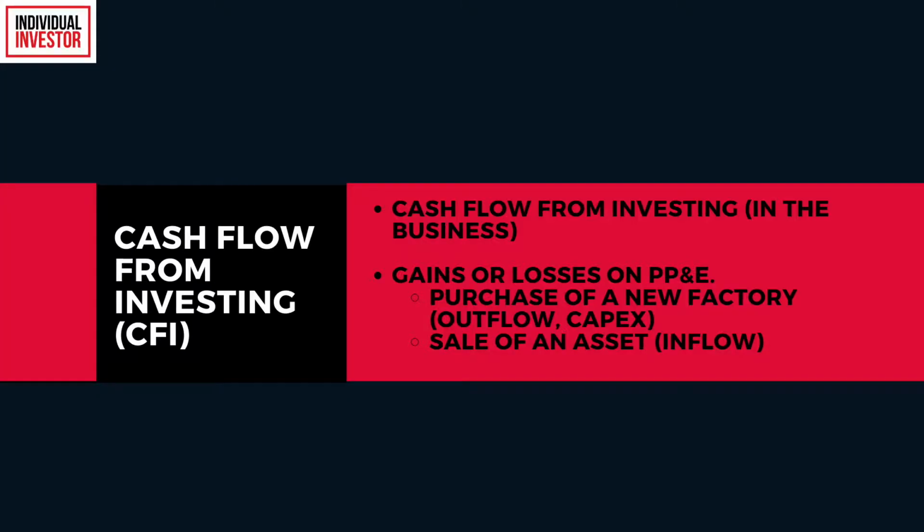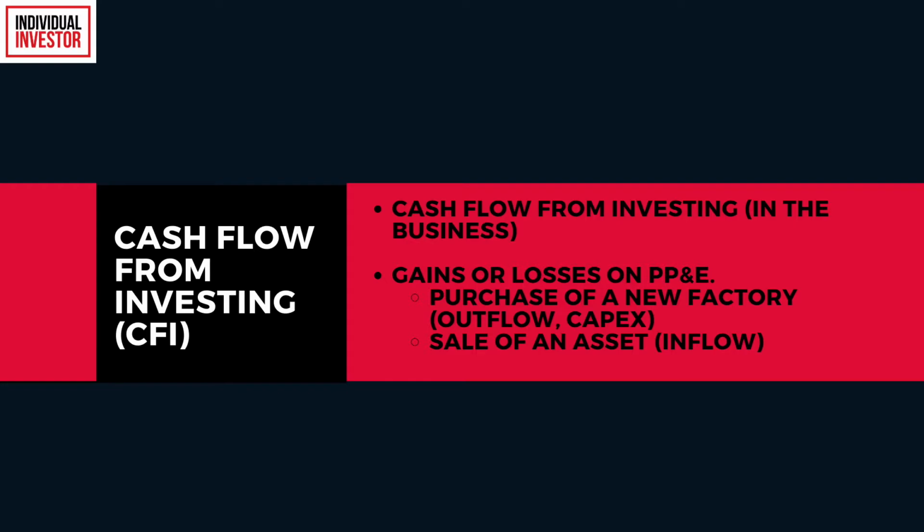Cash flow from investing, CFI, has to do with investing in the business. Most of the times, what this means is buying or investing in things like property, plant, and equipment to either expand or optimize costs, or maybe acquiring other businesses. For example, if you were to buy a new asset, let's say a new factory to expand production, then this will be considered a capital expenditure, which is an outflow of cash. But on the other hand, if you were to sell an asset, then this would show as an inflow of cash under CFI.